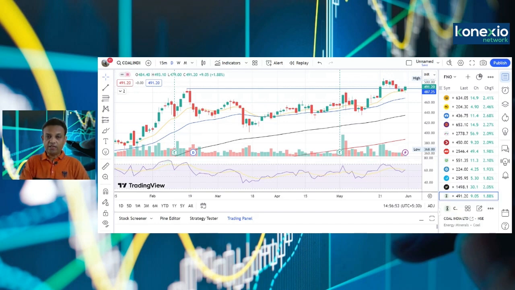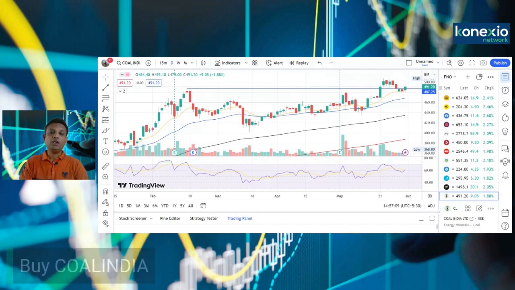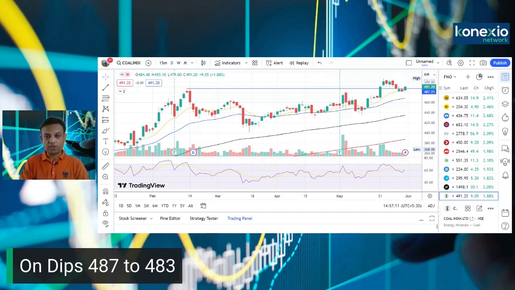So again, I would like to say the stock is looking very positive. The pattern is also very strong. The price volume actions are also matching that the stock can give a decent rally from these levels. So Coal India should be on the investment radar for investors.